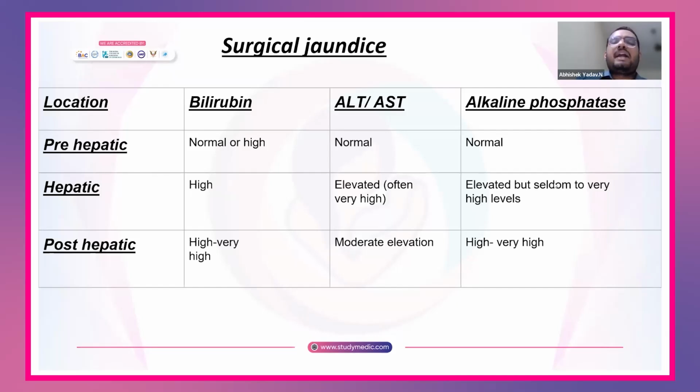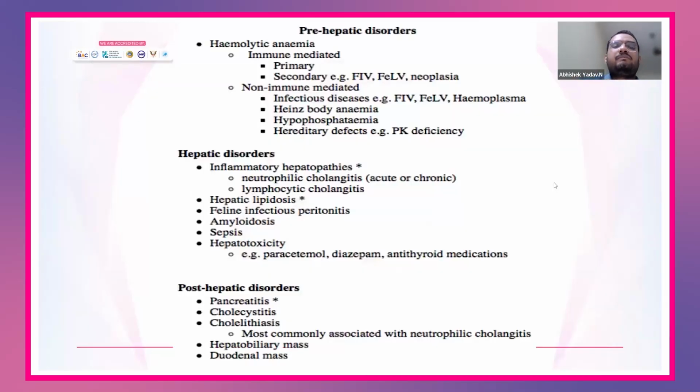So in case of pre-hepatic, all the levels appear to be normal, only the bilirubin level will be elevated. Whereas in hepatic, it's the liver enzymes, ALT and AST, that will be elevated. In post-hepatic, it's alkaline phosphatase which is elevated, along with some clinical features like pale colored stools due to the absence of stercobilinogen and the presence of yellow colored urine. So this always gives an idea regarding post-hepatic jaundice in a clinical scenario.